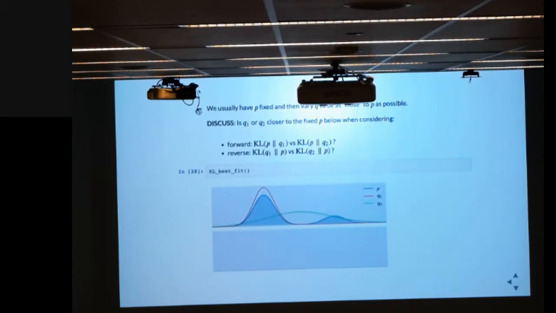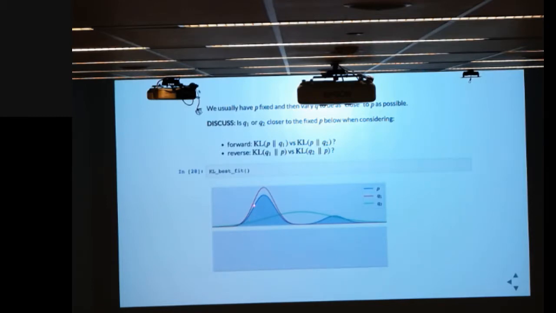Okay, so the way we're going to use this is we're going to fix P over here. That's going to be our posterior, given the data, and then we're going to vary Q around this family. Okay, so I want you to, here's an example.